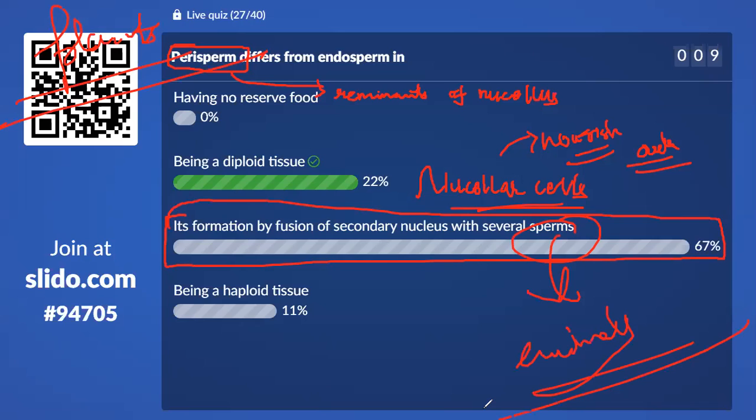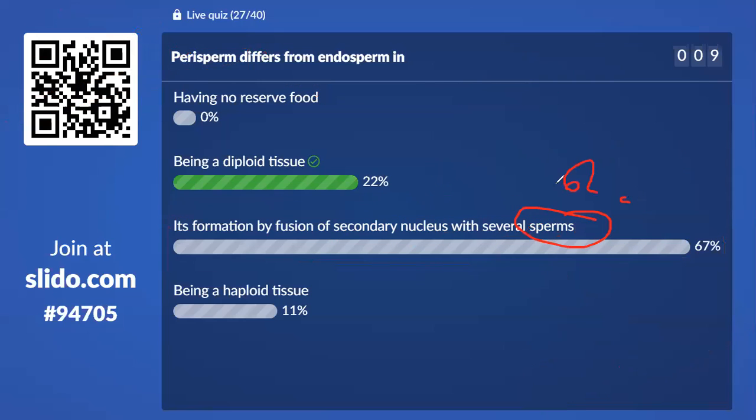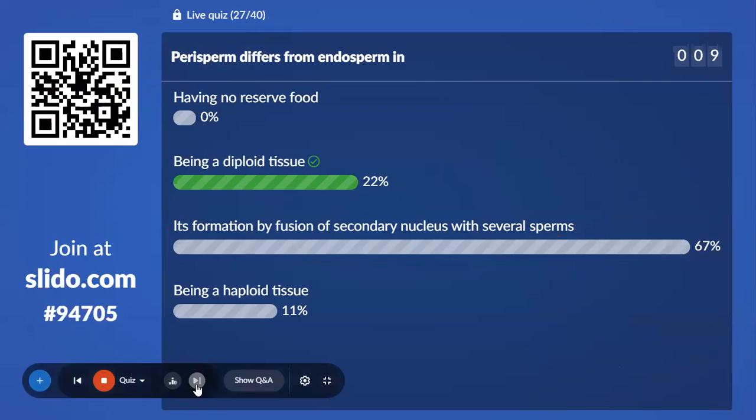I will show the leaderboard and make the children who have given the wrong answer for the question. Look at what silly answers you guys have given. Formation of secondary nucleus with several sperm. I don't know, several sperm. Utter flop answer, dear children. Next question.